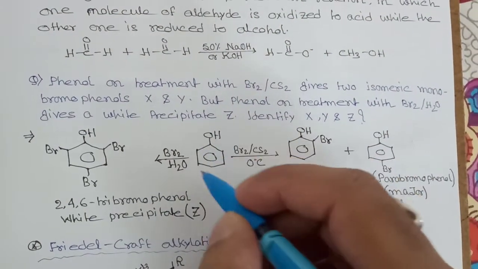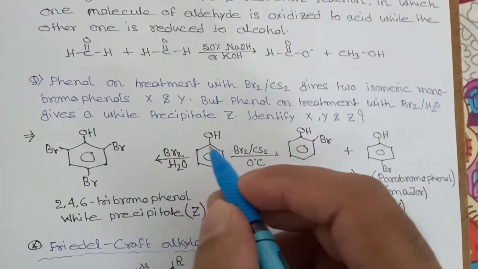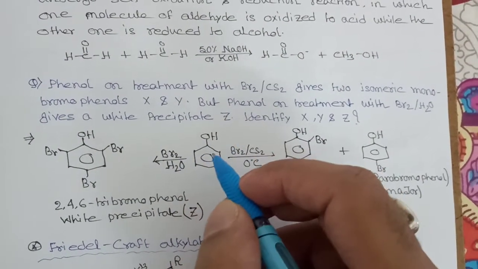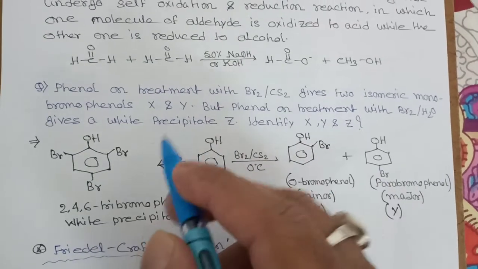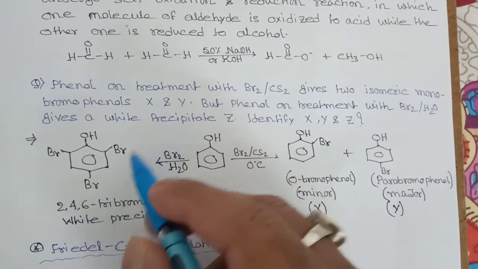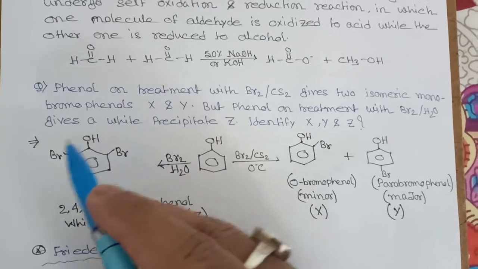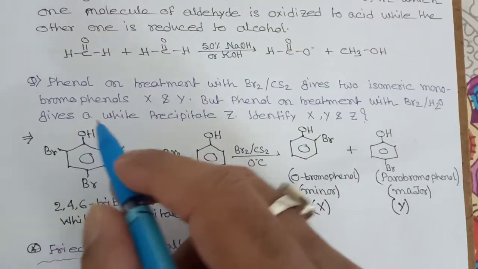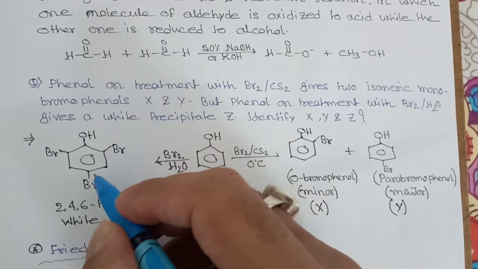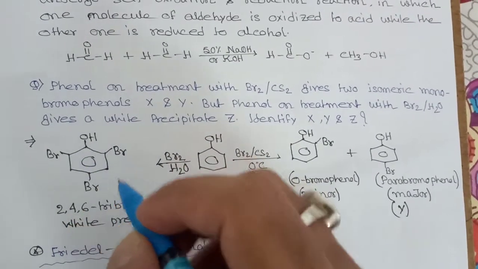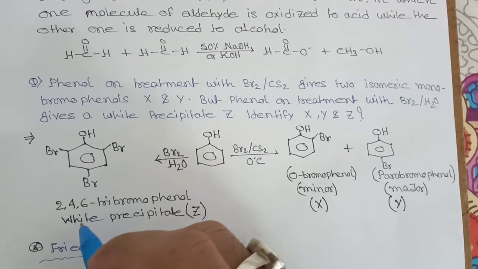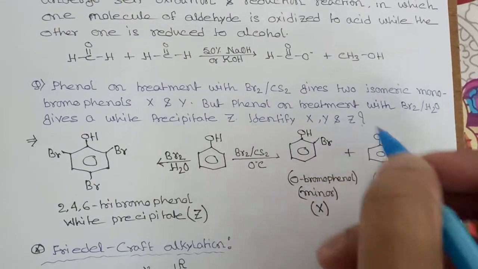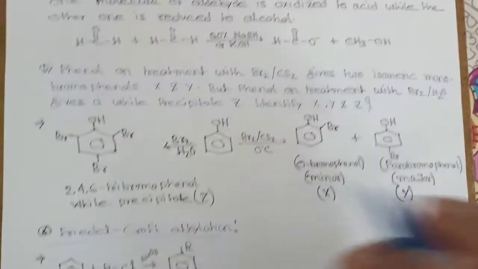Now we will treat this with bromine water. In presence of water, bromine can go to the two ortho positions and the para position. So bromine will go to all three positions, that is one ortho position, the other ortho position and the para position. So the name of the molecule will be 2,4,6-tribromophenol and this is a white precipitate. So we identified the structures of X, Y and Z.